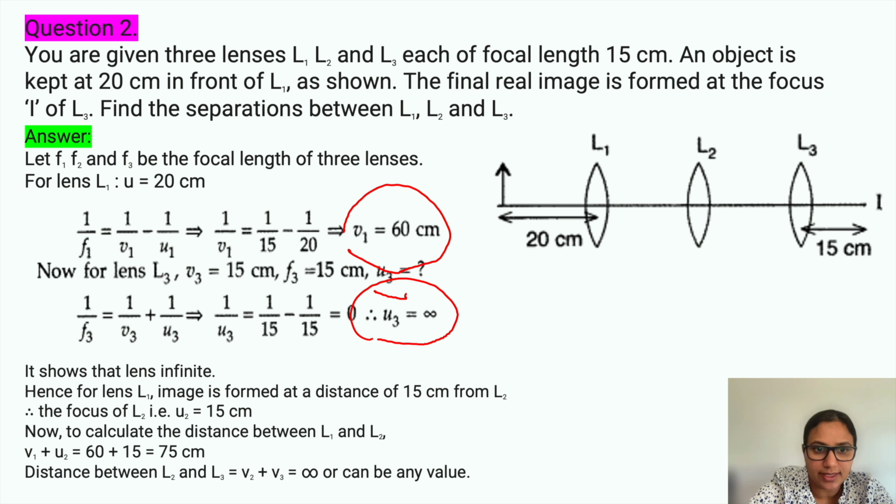So now for lens L1, the image is formed at a distance of 15 centimeter from L2. So the object distance for L2 will be 15 centimeter. Now the distance between L1 and L2 will be what? v1 plus u2. 60 plus 15 will give you 75 centimeter. So the distance between L2 and L3 can be infinity, or it can have any value.